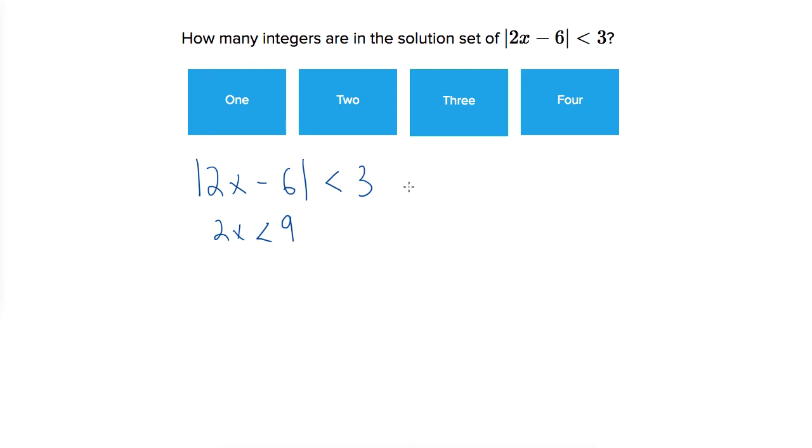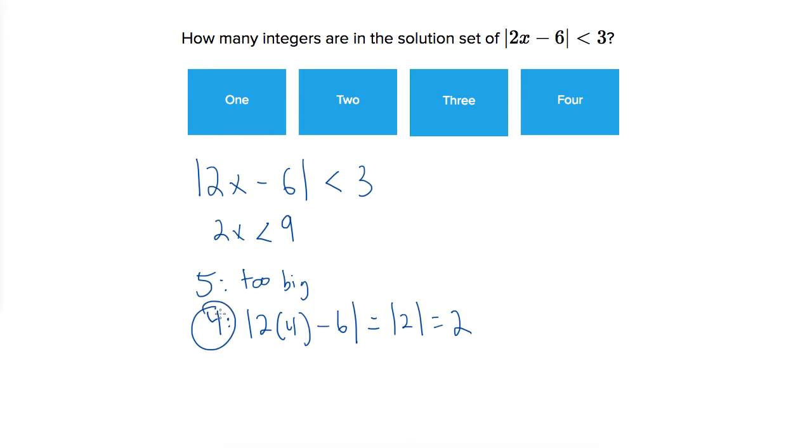So 5 is too big, because that would give us 10 minus 6, which is 4, which is not less than 3. Okay, 4. So let's try 4. Let's plug 4 in. So 4 gives us absolute value of 2 times 4 minus 6, which is equal to 8 minus 6, which is 2. Absolute value of 2 equals 2.